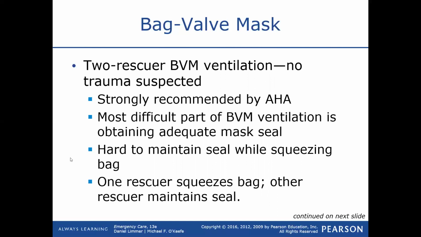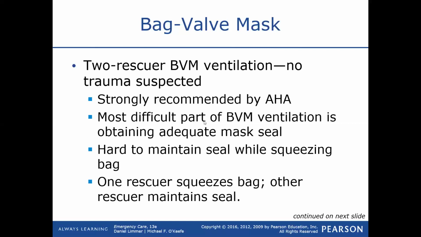Okay? How do we do it? Two rescue or BVM ventilation with no trauma suspected. Okay, this is strongly recommended by the AHA. Most difficult part of BVM ventilation is obtaining an adequate mask seal. We'll teach you how to do that. What you want to do is you create a C with your hand. And then that C on your hand between your thumb and your first finger, you're going to be pushing the mask down on that. And you're actually going to hold on to the patient's jaw a little bit to keep that seal. And as you squeeze, all the air ideally will go into their lungs. Okay?